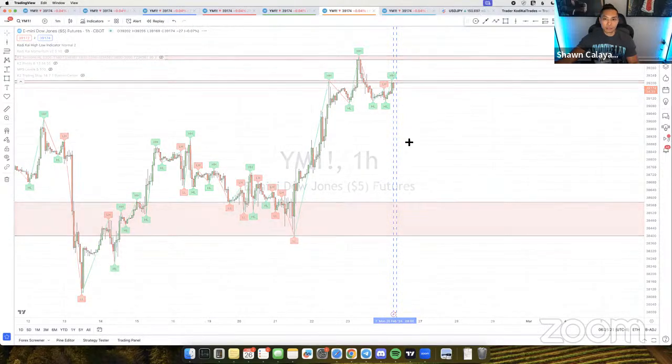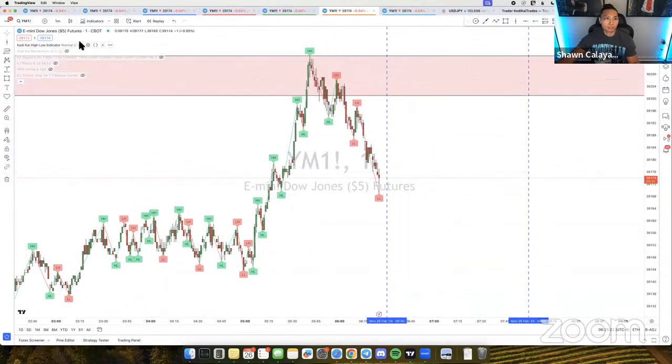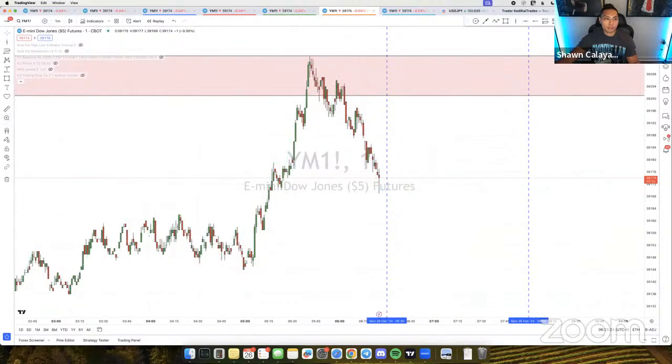So it looks like the price is currently rejecting off the 1-hour resistance up here. And the text is still not working. Let me try to fix this up.